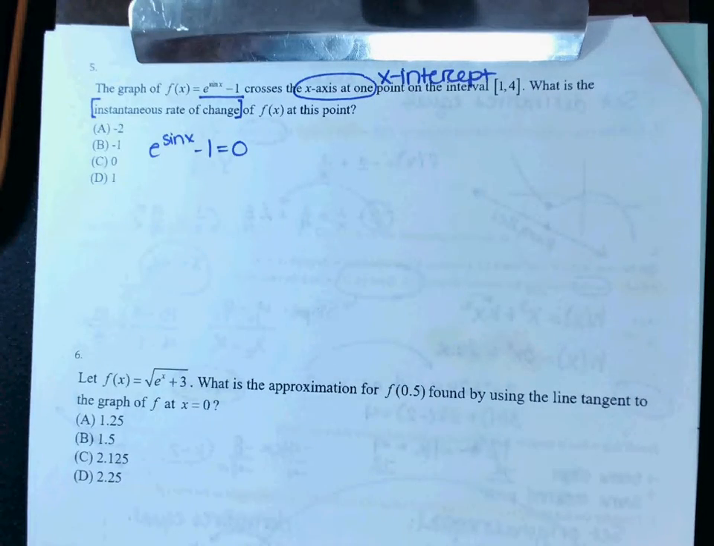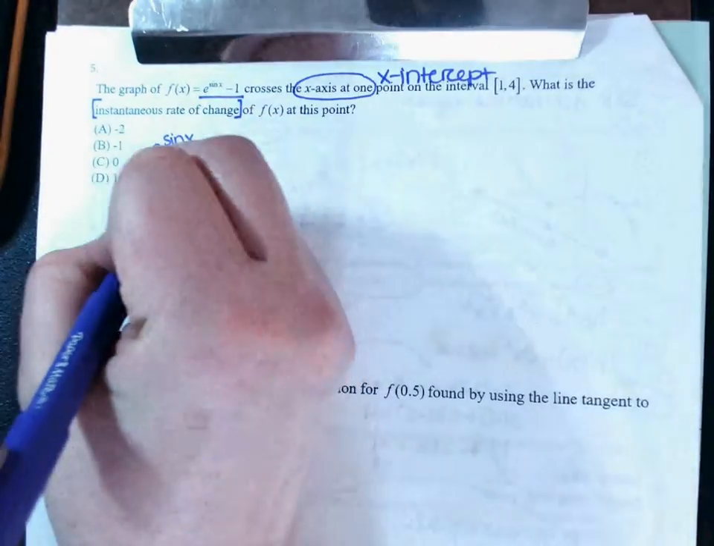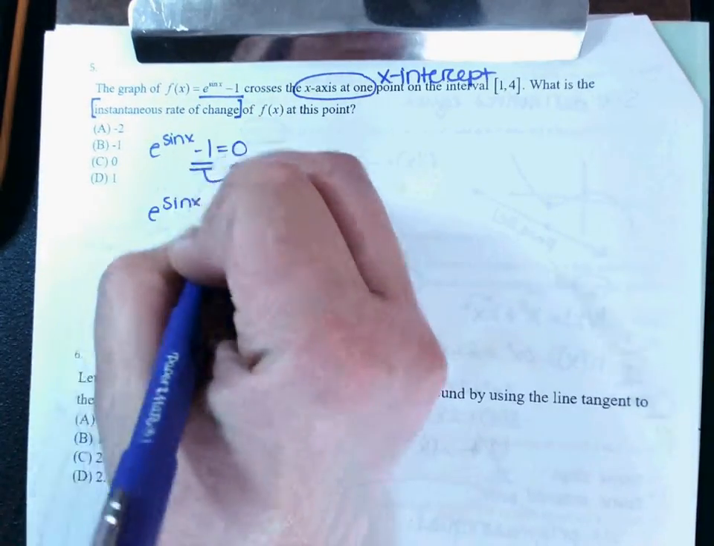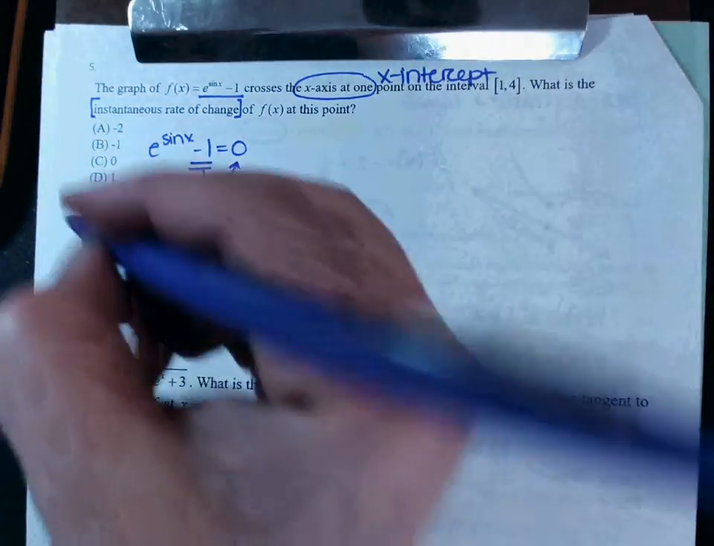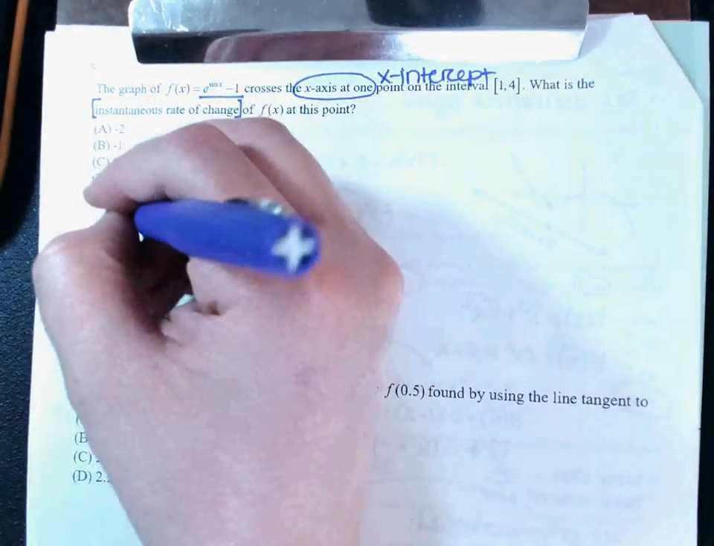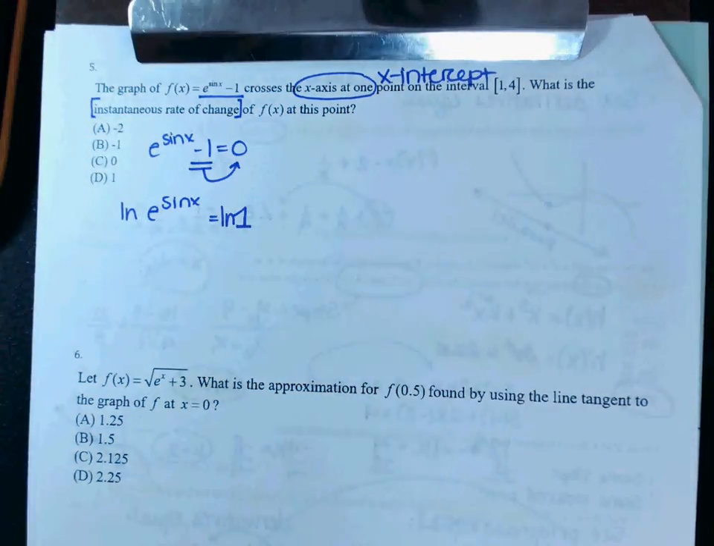Okay? So if I were to set this equal to 0, first thing I'm going to do is add my 1 across. And then what to get rid of the e? ln both sides. Okay, so e and ln cross out with each other.